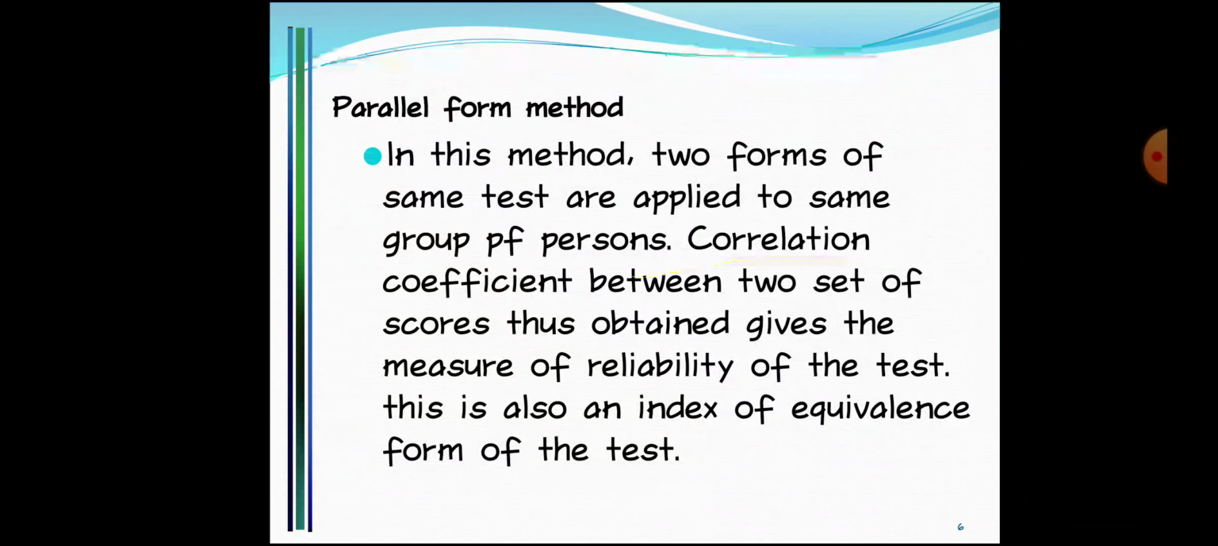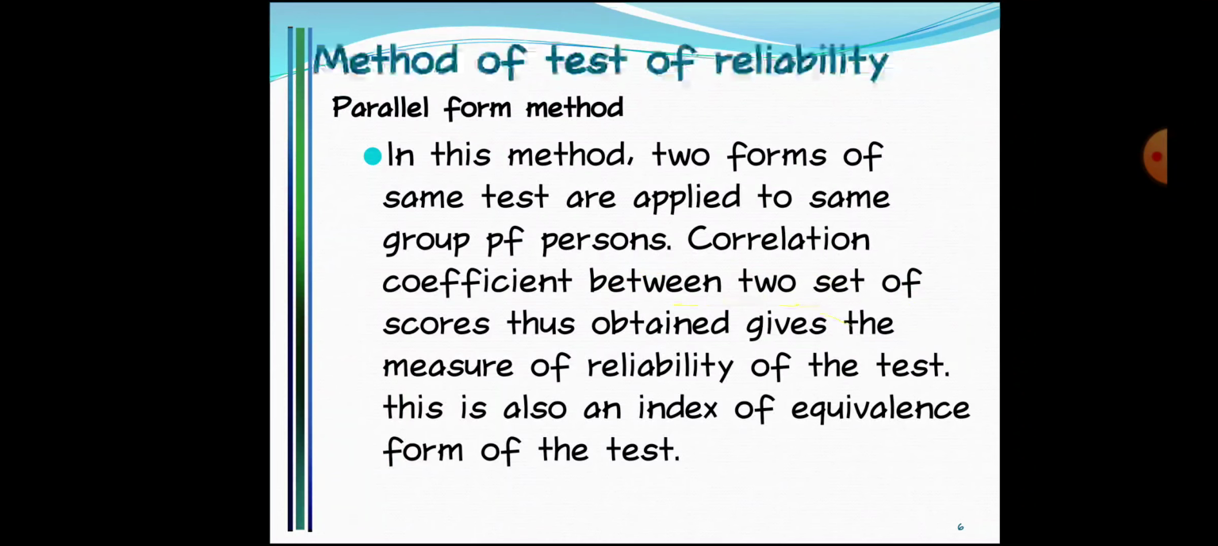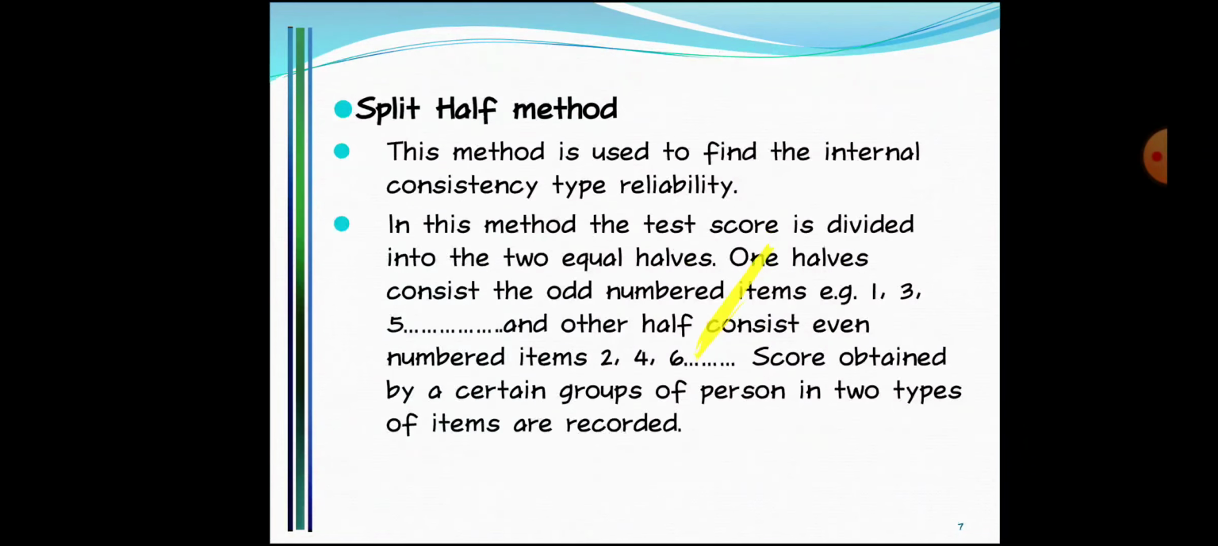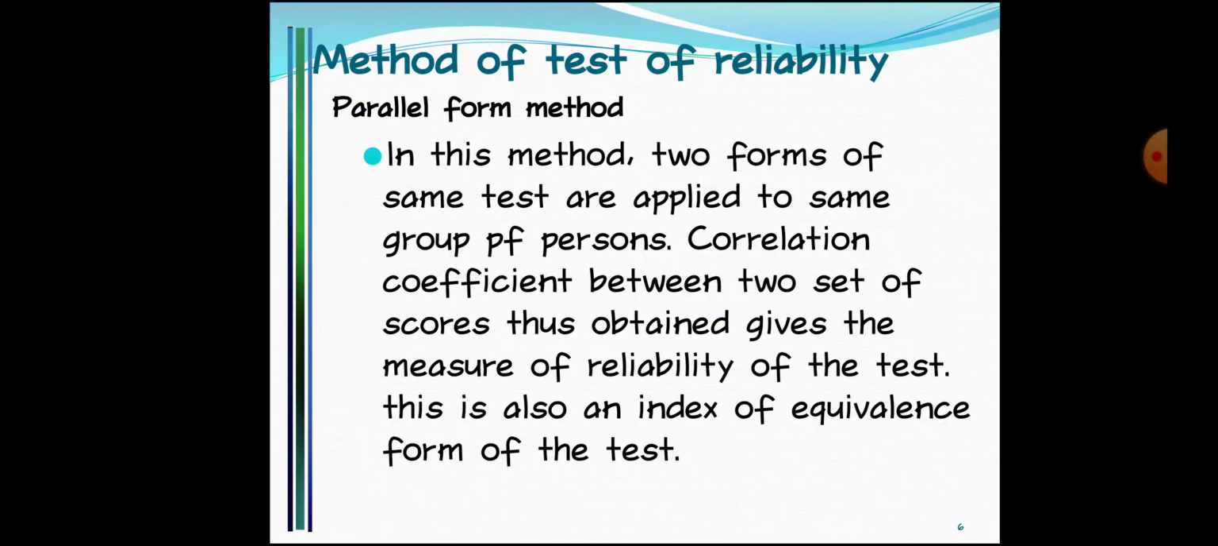Method of test of reliability. Parallel form method. In this method, two forms of the same test are applied to the same group of persons. The correlation coefficient between the two sets of scores thus obtained gives the measure of reliability of the test. This is also an index of equivalence of forms of the test.